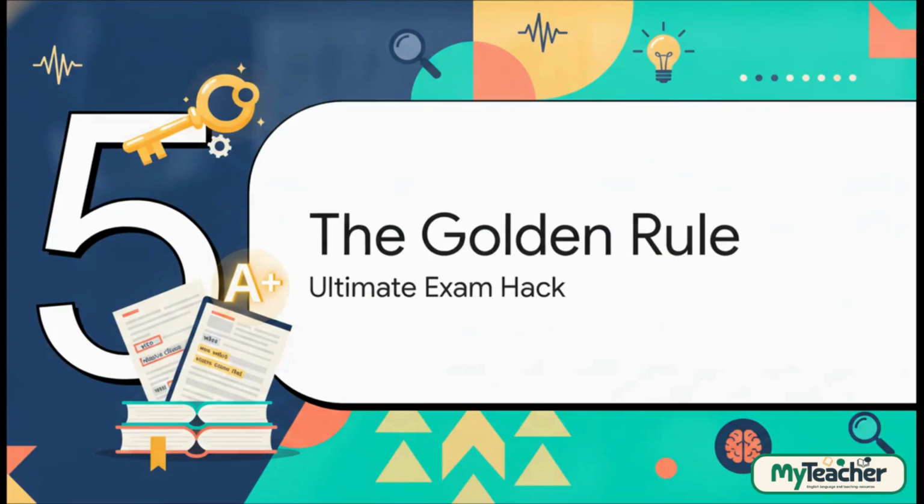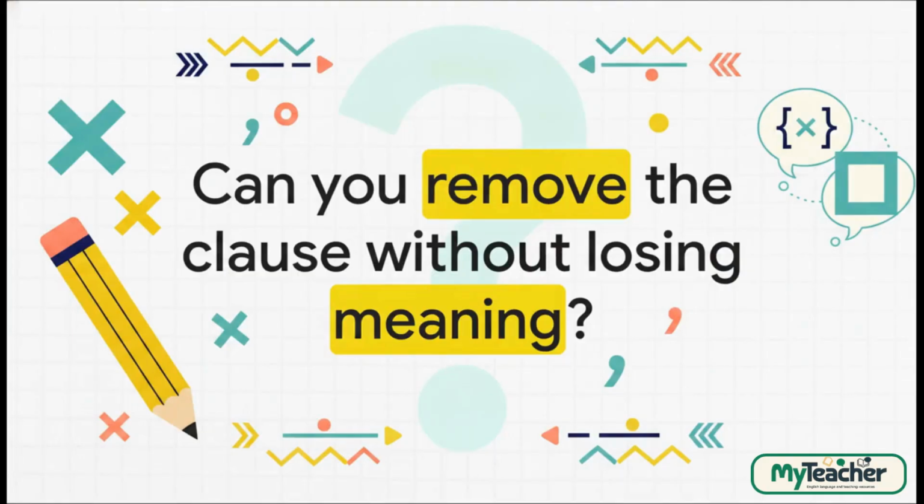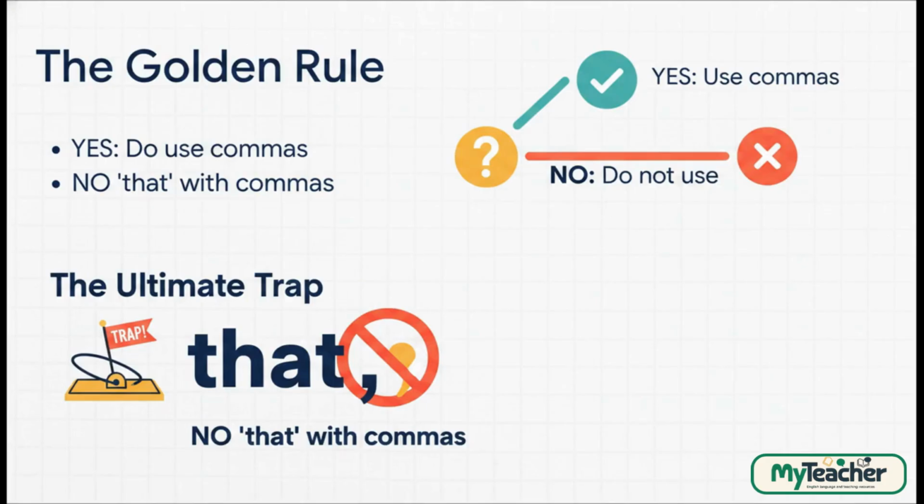Section 5. The golden rule, the ultimate exam hack. We've reached the climax of our explainer. Whenever you're stuck on a test, I want you to ask yourself this exact question to figure out your next move. Can you remove the clause without losing important meaning? Seriously, imagine taking your pencil and crossing out the clause entirely. Does the sentence still point to the exact same person or thing? Here's how you score points based on that question. If yes, you can remove it, add those commas because it's non-restrictive. If no, you can't remove it, leave them out.